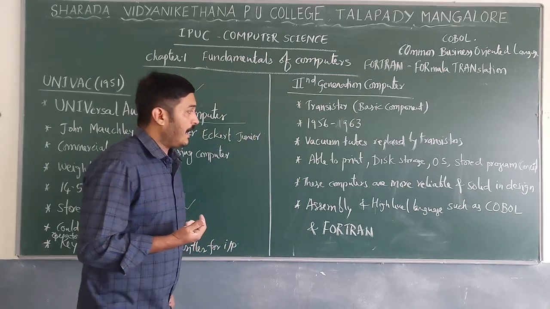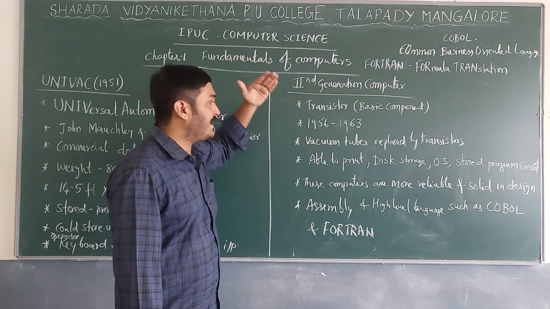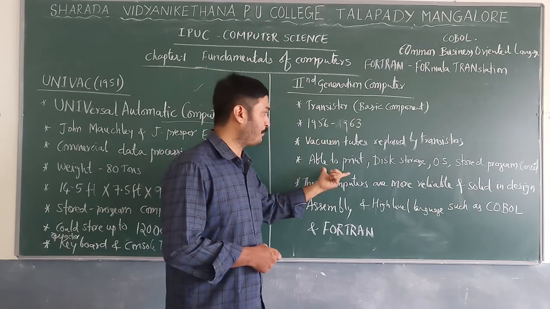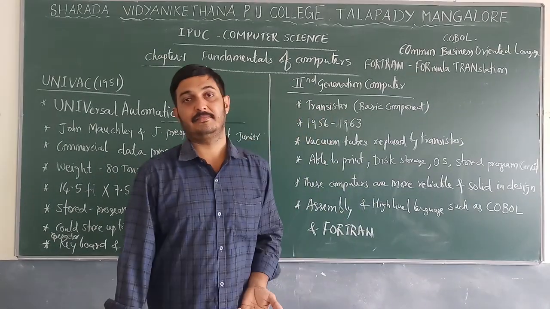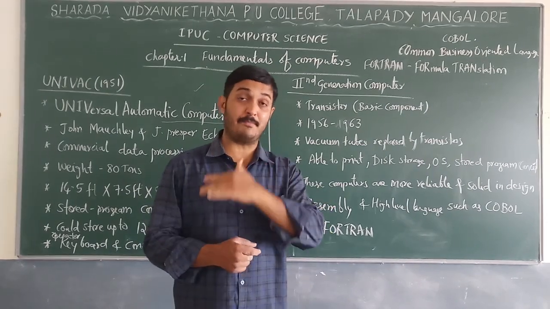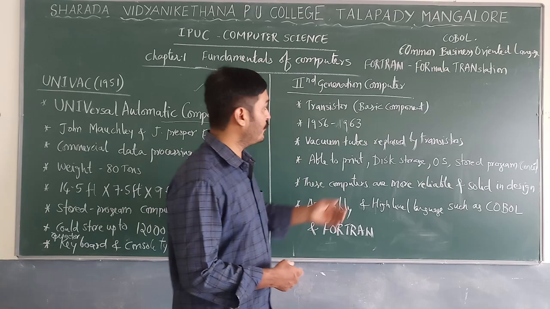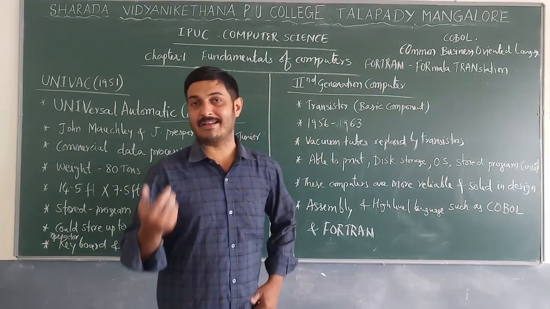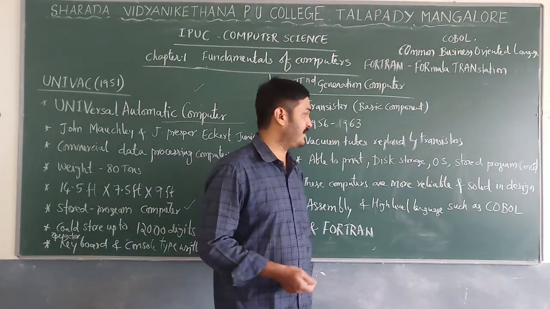And under second generation computers, they are able to print, that means we can get a printout, and disk storage is available. The memory concept was introduced in the previous generation, under first generation computers itself. Here it can store using disk storage. It may use magnetic drums, magnetic tapes, or any other secondary storage device.